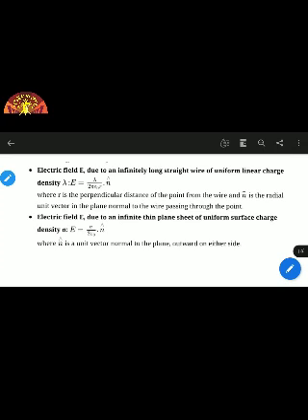What is lambda here? Lambda is the linear charge density. If we have L length of wire, then lambda would be the charge per unit length. If you are noting it down, you can write that lambda is charge per unit length.